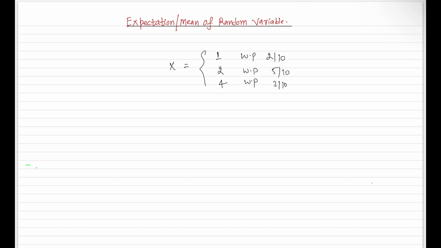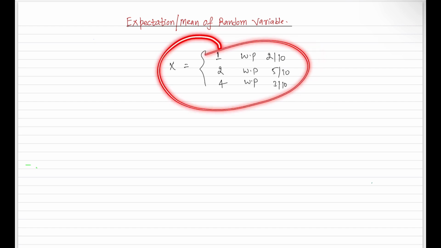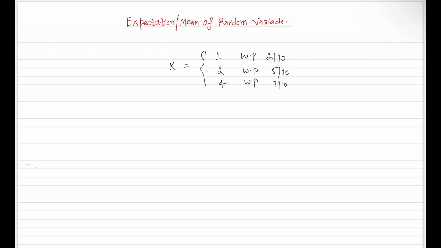So each time you play, you win an amount of money which is a random variable X, and X takes the value 1 with the probability 2 divided by 10, the value 2 with the probability 5 divided by 10, and the value 4 again with the probability 3 divided by 10. So you are supposed to play this game 1000 times and you have this information with you.